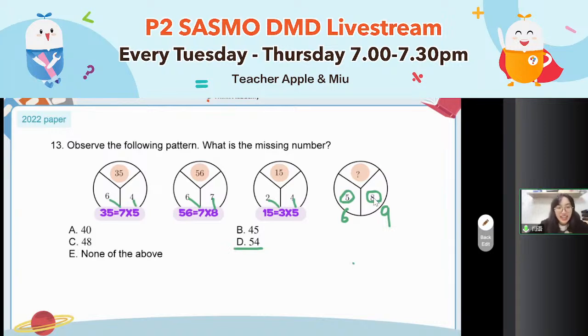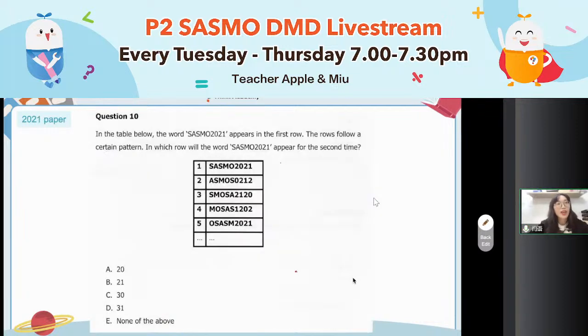Okay, finally, the last question. Go. This is question 10 in the 2020 paper. Many students told Teacher Apple why it is super hard. Okay, how can we do that? Let's have a look. In the table below, the word SASMO 2021 appears in the first row. The rows follow a certain pattern. In which row will the word SASMO 2021 appear for the second time? Any idea?